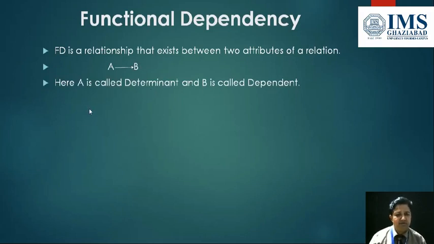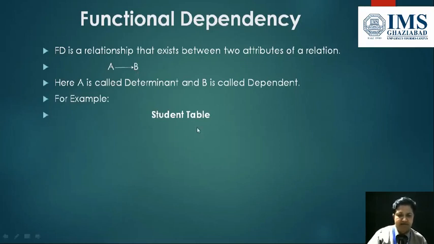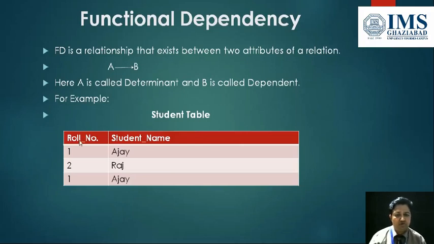In other words, given a value of A, if there is only one value of B corresponding to it, then B is said to be functionally dependent on A, or A functionally determines B. Let us understand this with the help of an example. Suppose we have a student table, with two attributes, roll number and student name. Here student name is functionally dependent upon roll number. It means that whenever we find roll number 1, against that we find student name Ajay throughout the table.